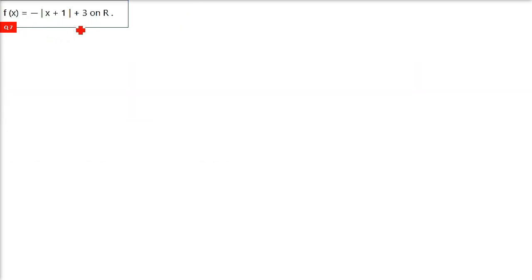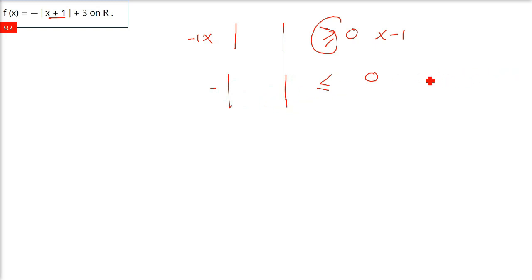Next, minus modulus of x plus 1, plus 3. Now the definition of a modulus indicates one thing. This modulus is a factory or a machine which will always give you a positive value. Whatever you put inside, it will always give you a value greater than or equal to 0. Now multiply both sides by negative 1. I'm not putting anything inside; the modulus still remains there, but I'm multiplying both sides by negative. When I multiply both sides by negative, the inequality changes, so greater than or equal to will become less than or equal to.